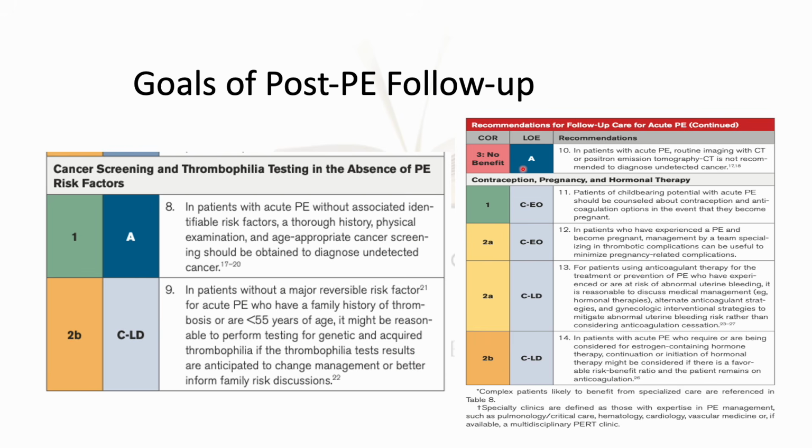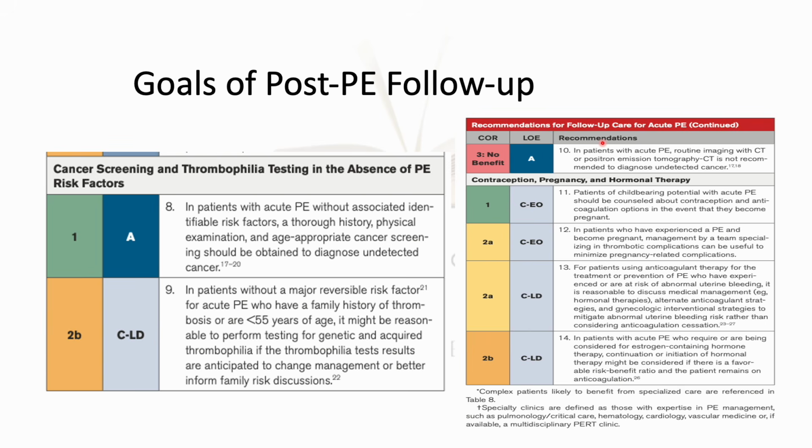Another evidence of which is level A, and the recommendation says no benefit, is that in patients with acute PE, routine imaging with CT or PET is not recommended to diagnose undetected cancer. Such an important message. You see your patient and you want to rule out cancer, that's the first level of recommendation, very, very important. But would you do a whole body PET scan to see whether this patient has any cancer anywhere in the body? There is no benefit of doing that, and the guideline discourages us from doing this.